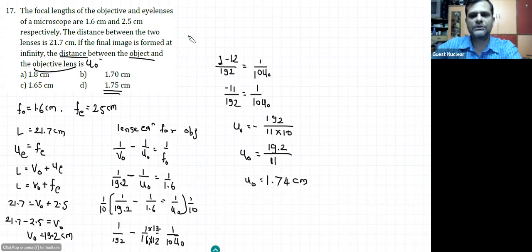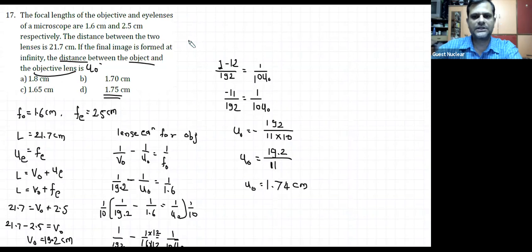Okay, so this is all about the, yes, option D is correct one. Yes, correct, Kashish. So this is all about the 17th question. We have done it here. Let us see the next question.